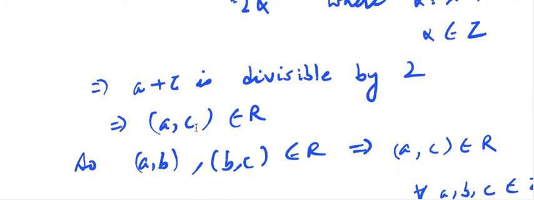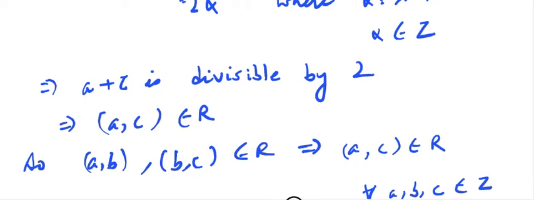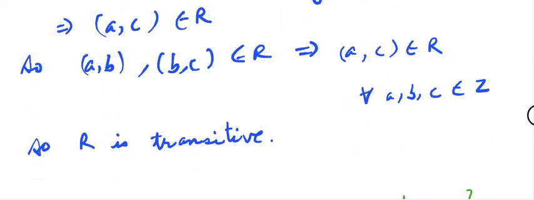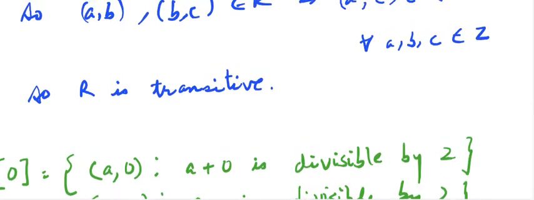So this implies a plus c belongs to R. (a, b), (b, c) belonging to R implies (a, c) belongs to R for all a, b, c belonging to Z. So this is my equivalence relation, as R is reflexive, symmetric and transitive. Now what we have to find is the equivalence class of element 0.